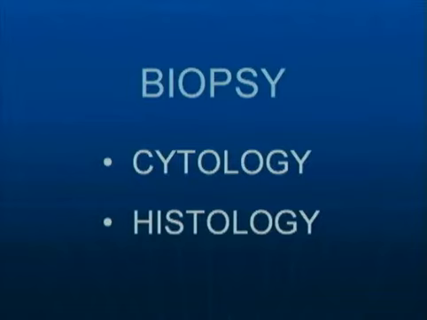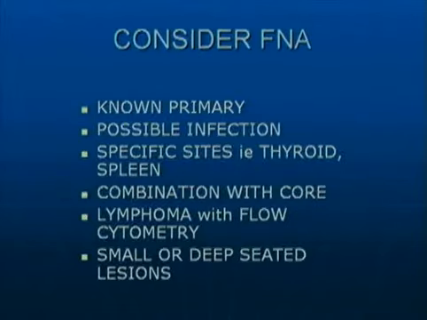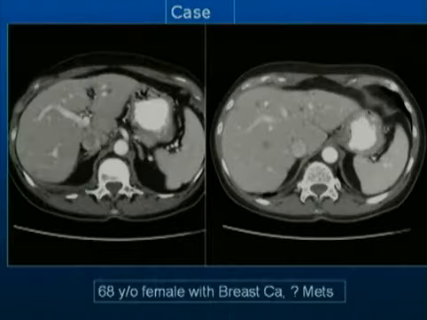Well, let's look at biopsy for either cytology or histology and then consider FNA. We'll consider FNA when we know we have a primary. For instance, we're doing a biopsy in the liver. We know the patient has colon cancer. When there is possible infection, or even for lymphoma, but we have to do flow cytometry, and in combination with core. Let's take a couple of examples.